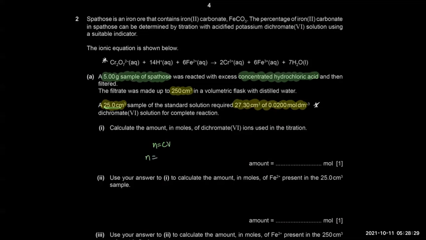We had 0.02 mole per dm cube, and we had 27.3 centimeter cube. So what does that come out to? Anybody? We have 5.46 times 10 to the power of minus 4 moles. Okay.